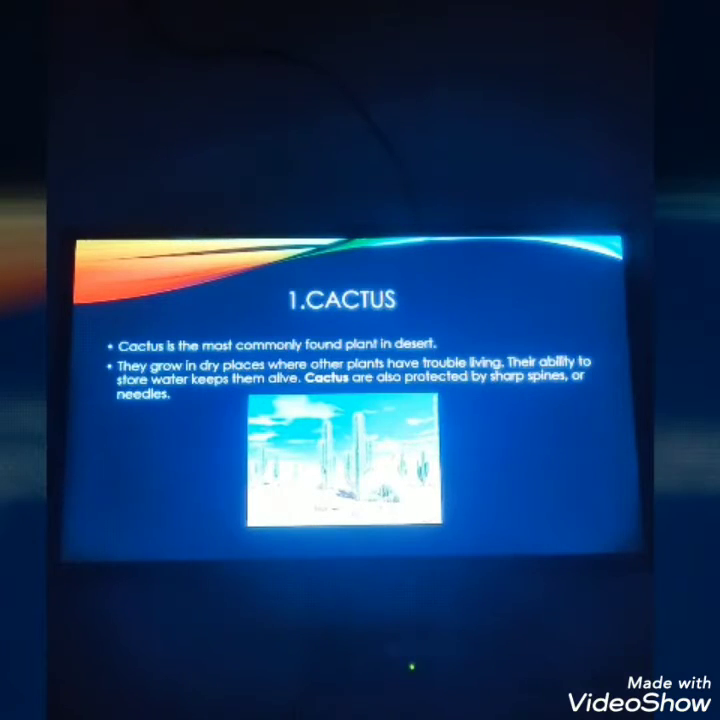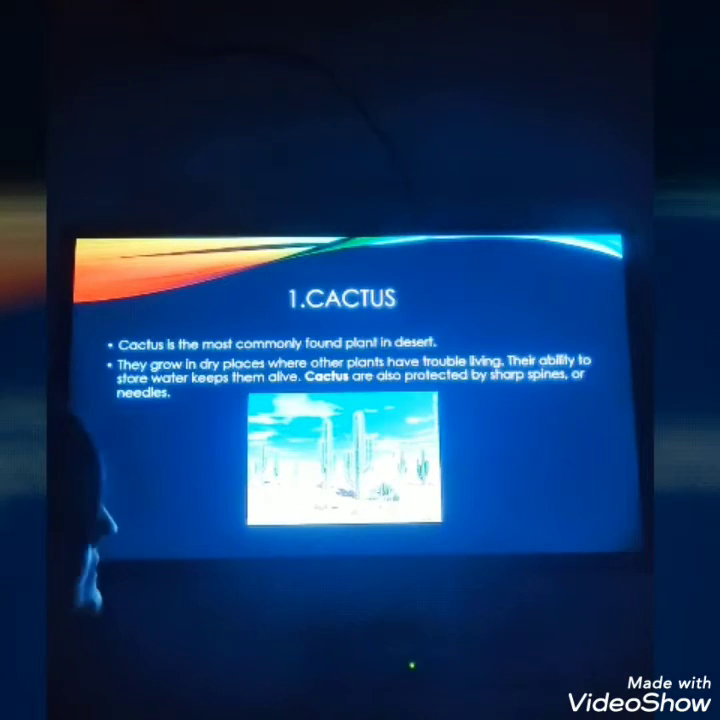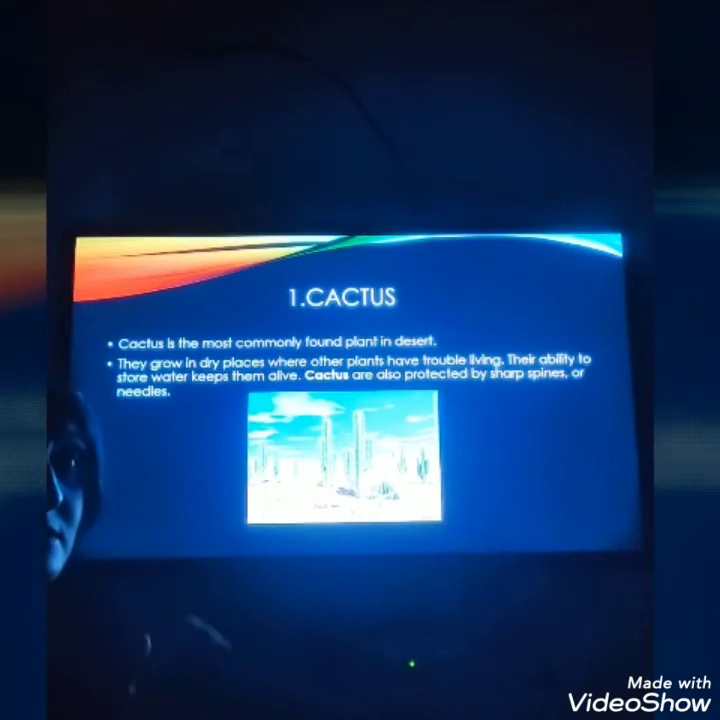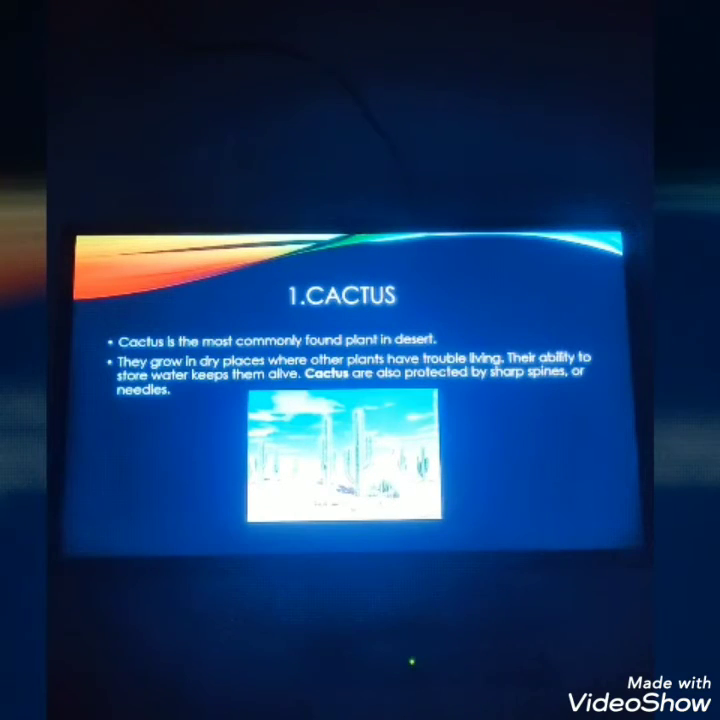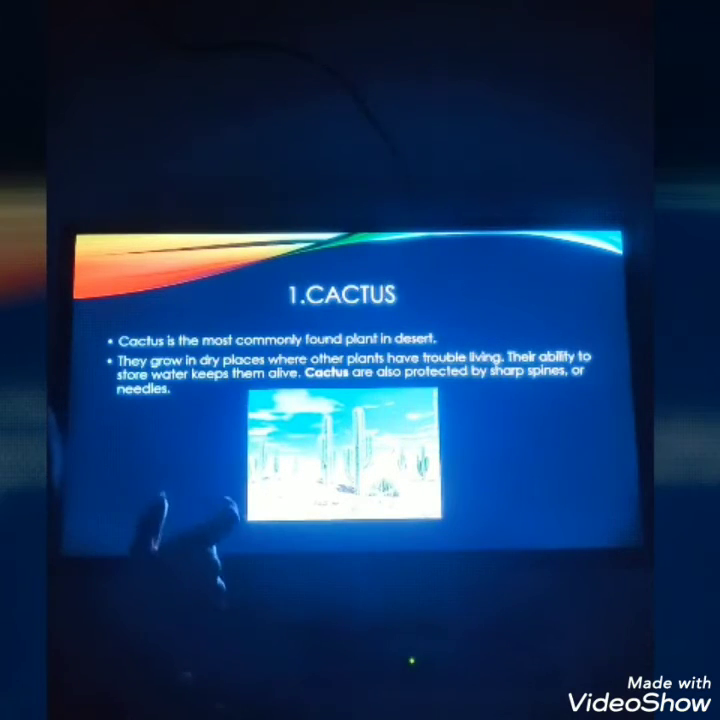They grow in dry places where other plants have trouble living. Other green plants need water to live, but cactus need less water. So it is very easy for them to survive in dry areas. Their ability to store water keeps them alive. They have some kind of ability which helps cactus plants store water, and they can live properly with that. Cactus are also protected by sharp spines or needles. Whenever we touch the cactus plant, we get hurt by them.